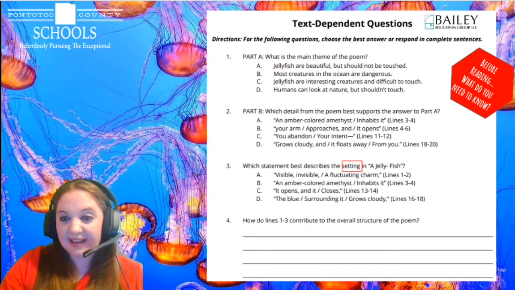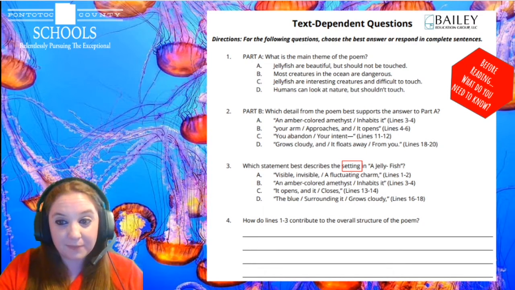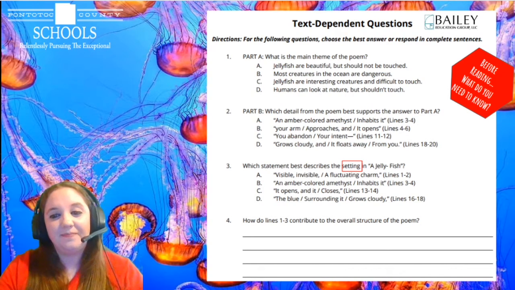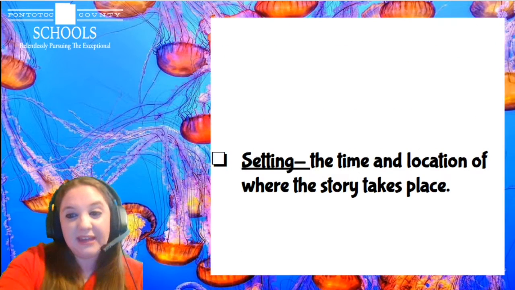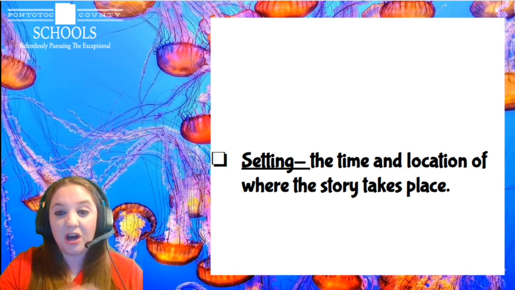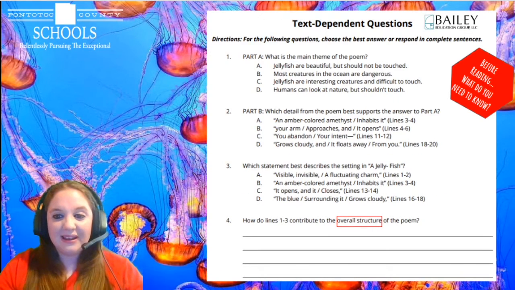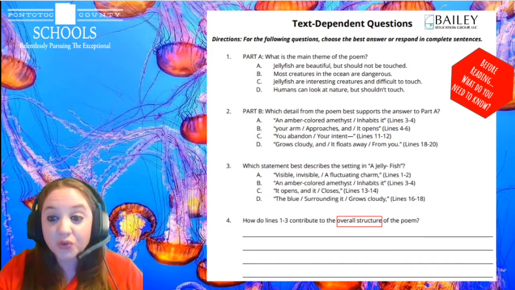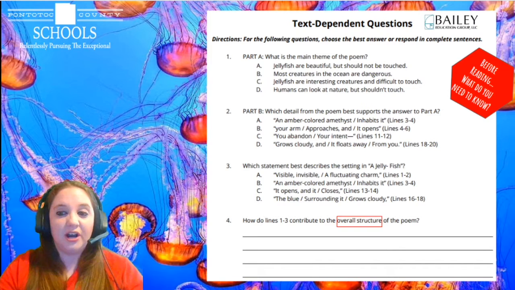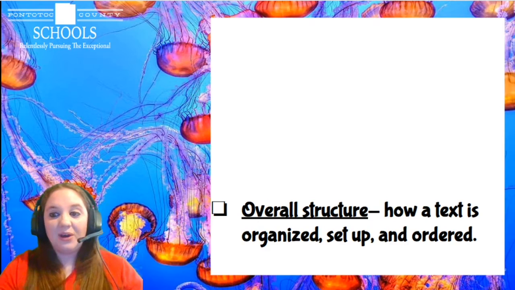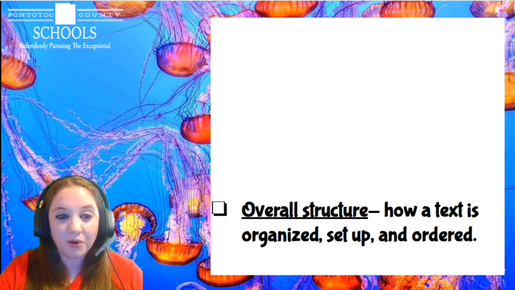Notice I put a box around setting. I would like for you to do the same on your paper. Which statement best describes the setting in A Jellyfish? When we read, we will need to be thinking about the time and the location of where this story or poem takes place. And number 4, how do lines 1, 2, and 3 contribute to the overall structure of the poem? You might be wondering, what does overall structure mean? Well, it's how the text is organized, set up, or ordered. The overall structure is very important to the reader to help us to understand the information better.